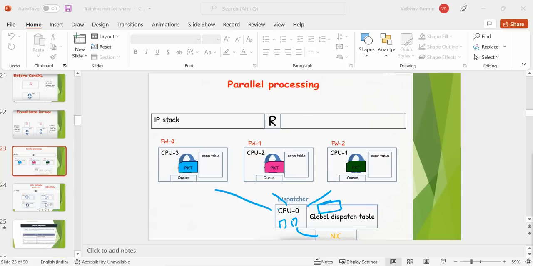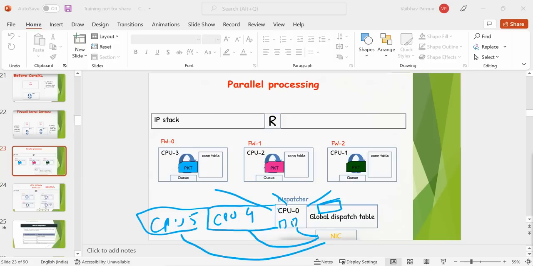Of course there is a limitation: how much traffic can be handled by one dispatcher. So in the practical world, depending on how many cores you have, you will have multiple dispatchers. Say CPU 4 is again a dispatcher, CPU 5 again a dispatcher. All the packets coming out of the NIC will go to the different dispatchers, and the different dispatchers will send the packets to the different firewall instances, which have the connection table within them.